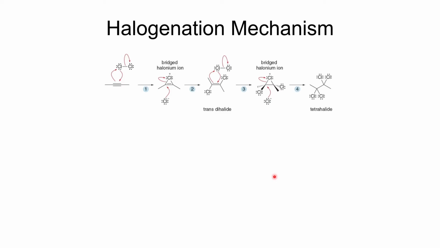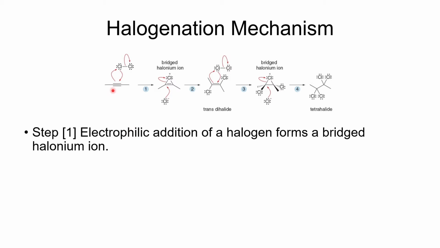As far as the mechanism goes, the first step is just like the step that you see in the halogenation of alkenes. The nucleophile, which is our pi bond, reacts with the electrophile, which is the partial positive charge on one of the halogens. Then one pair of electrons forms, and we get a 3-membered ring that we call the bridged halonium ion. In this case, that bridged halonium ion is the chloronium ion, but it works with bromine as well, as we saw in the previous chapter.